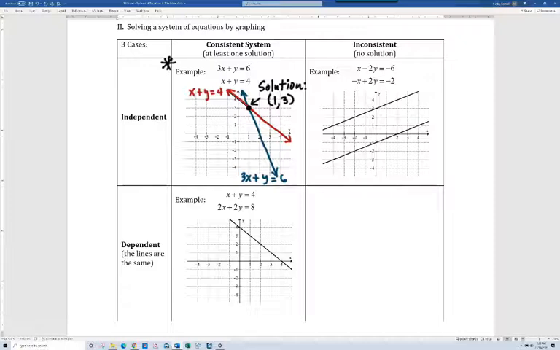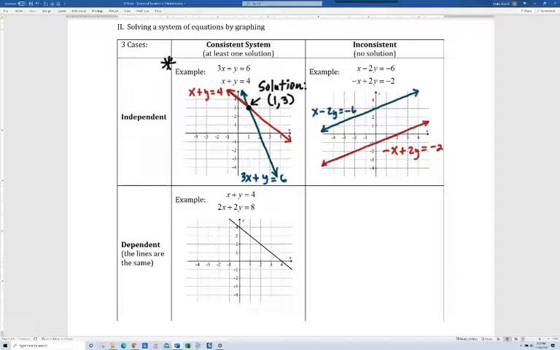All right, let's go ahead and look at the second case. We'll look here to the right. And I graph these two lines, and you've got x minus 2y equals negative 6, and negative x plus 2y equals negative 2. And you can see that the two lines here are parallel. So the thing is, there's not going to be any common solution because the two lines have nothing in common.